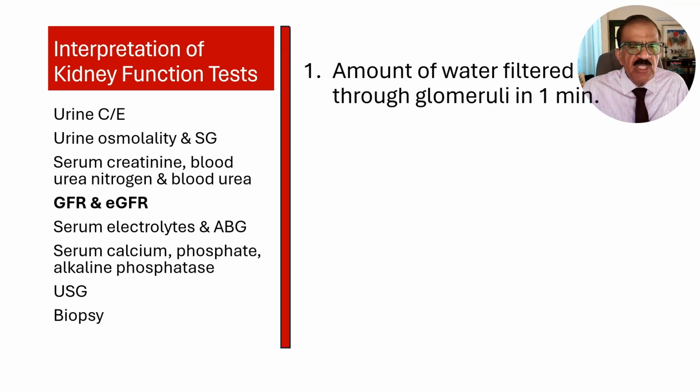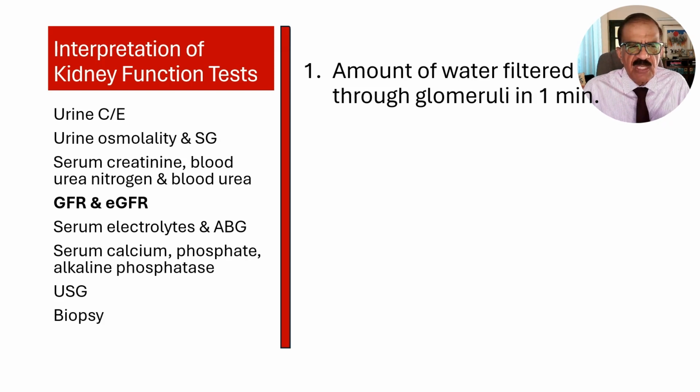What is GFR? It is the amount of water filtered through the glomeruli per minute. So water, of course plasma, minus proteins and minus cells. It is the amount of free fluid from the blood which enters the Bowman's capsule per minute, all glomeruli together on both sides. So that measures the total glomerular health. So this is the GFR, glomerular filtration rate.